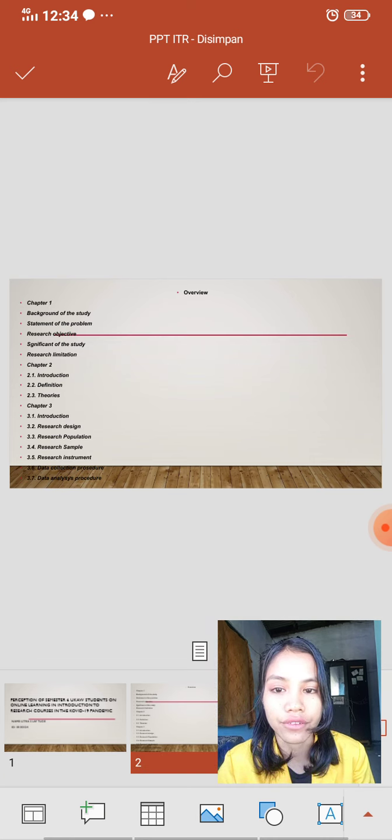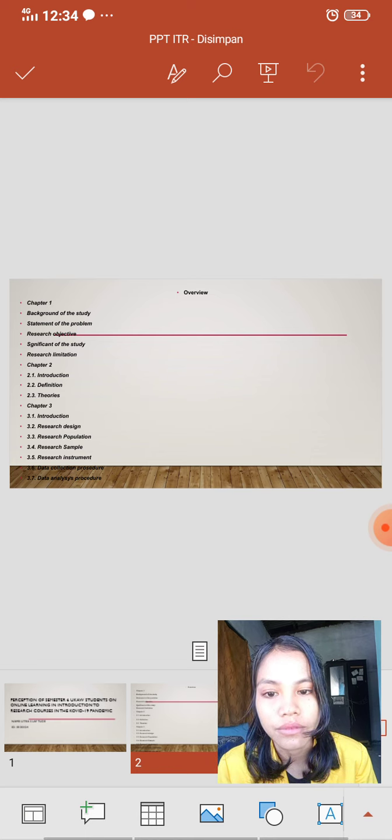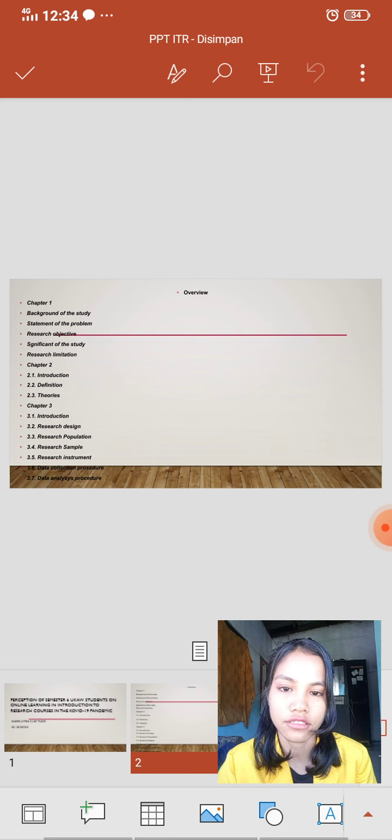An overview. Chapter 1: background of the study, statement of the problem, research objective, significance of the study, research limitation. Chapter 2: introduction, definition, theory. Chapter 3: introduction, research design, research population, research sample, research instrument, data collection procedure, data analysis procedure.